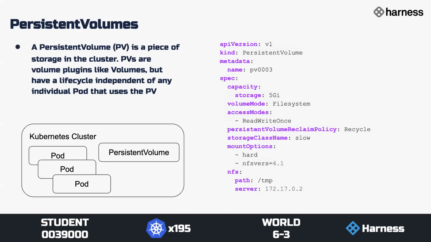So what is the access mode? Read write once. You're going to recycle the reclaim policy. So if all of the persistent volume claims, which we're going to talk about in a second, are talking to that persistent volume, if they all die off, what do we want to do with the persistent volume?